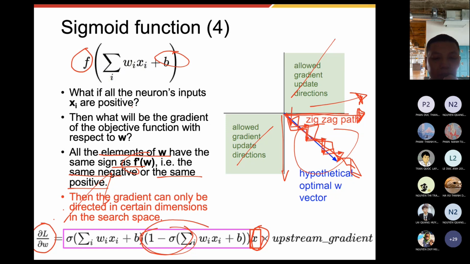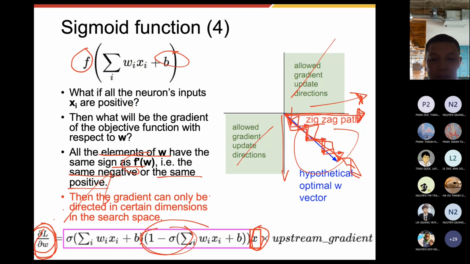So let me explain to you again. So this is a formulation for the derivative of the loss over the weight. Is this formulation clear? Let me clear the drawing. Do you still see my slide?